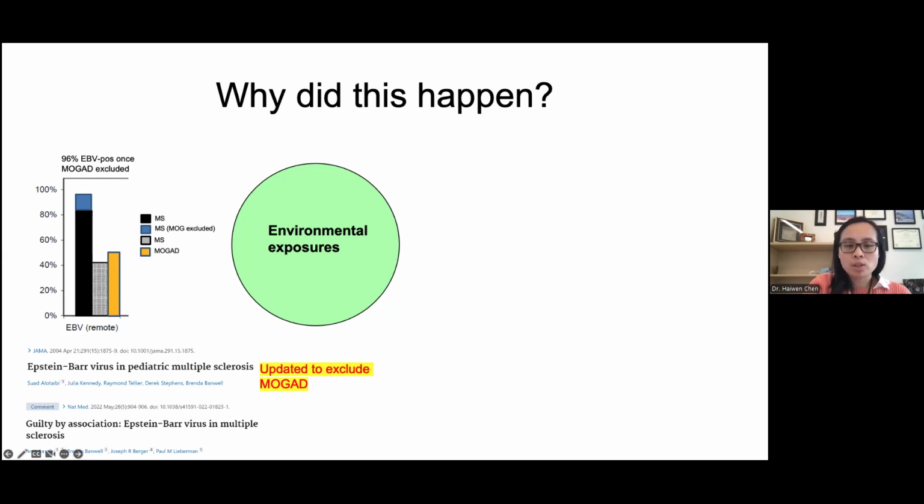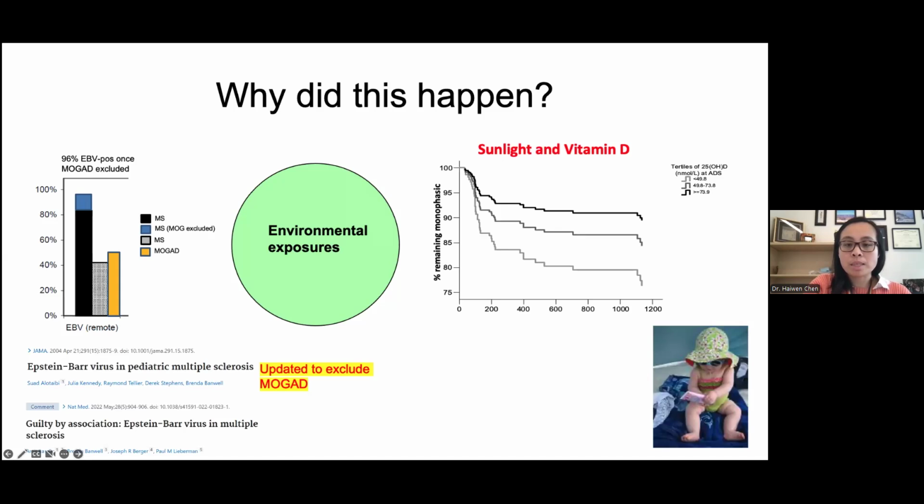Another environmental exposure or risk is vitamin D. We've known for some time that higher levels of vitamin D were associated with reduced risk for developing MS. As a result, MS is far less common the closer you get to the equator. And higher levels of vitamin D have also been associated with reduced clinical activity in people already diagnosed with MS.